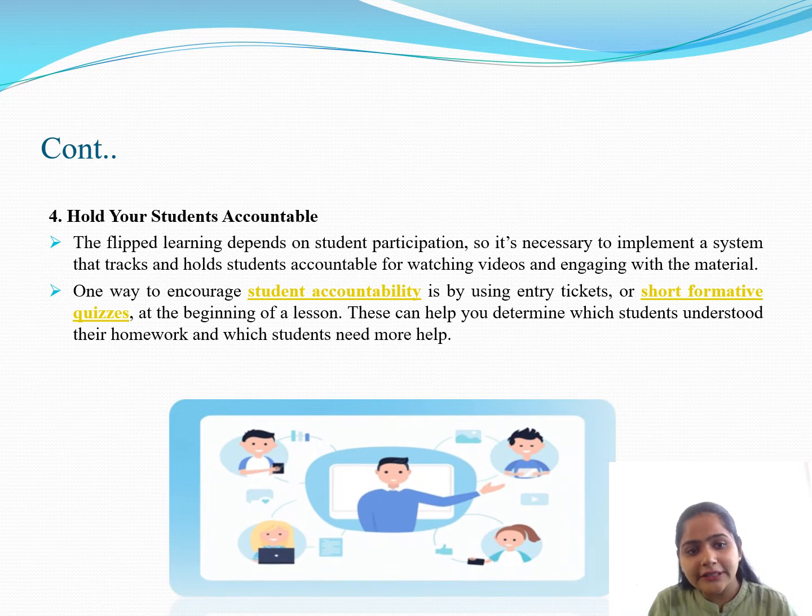Now, the fourth one is hold your students accountable. Flipped learning depends on student participation. So students should also know about the technology, how to create the account and how to access the teacher's video. One way to encourage student accountability is by using an entry ticket or short formative quiz at the beginning of the lesson. This can help you determine which students understood their homework and which students need more help.